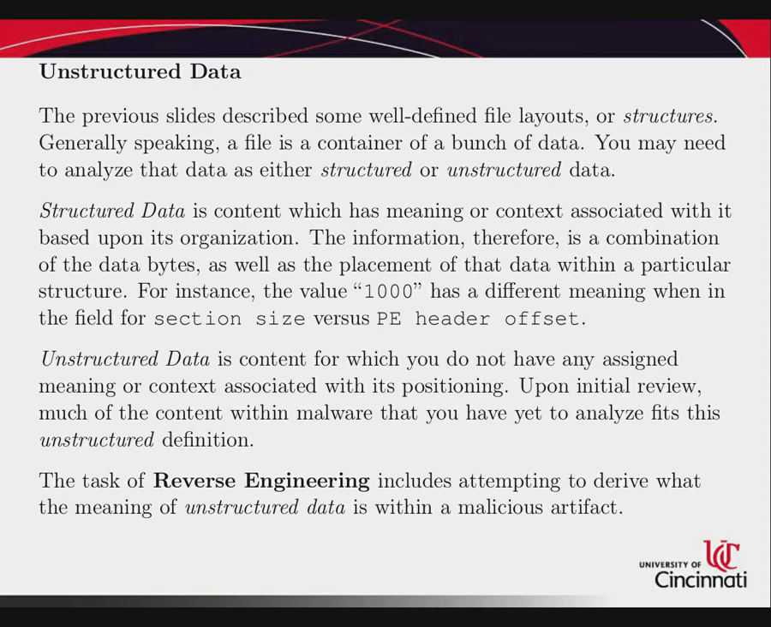So what I typically call unstructured data is content where you don't really have any assigned meaning or context associated with its positioning. You may find the number 1000. You may find it 1000 times within a file. But unless you know the layout of that file, you just know that the number 1000 happens in that file a bunch of times. That is definitely important to note and document, but you don't know what it means.